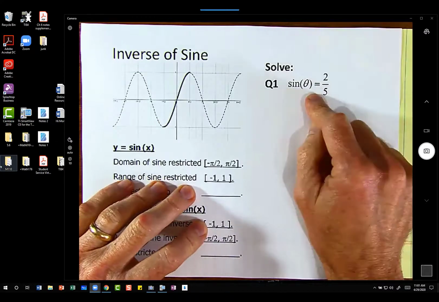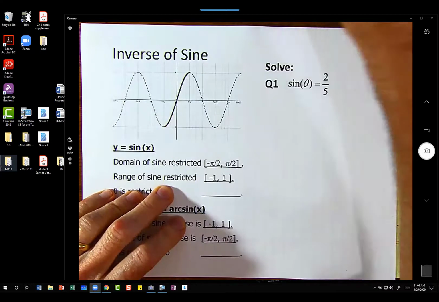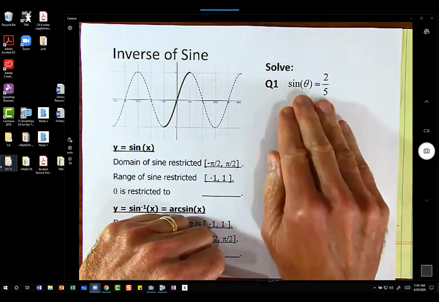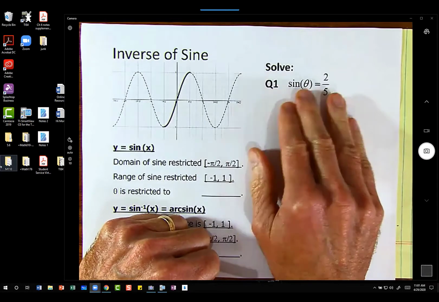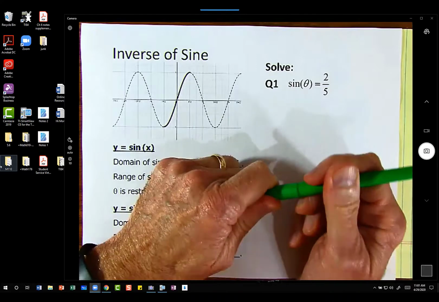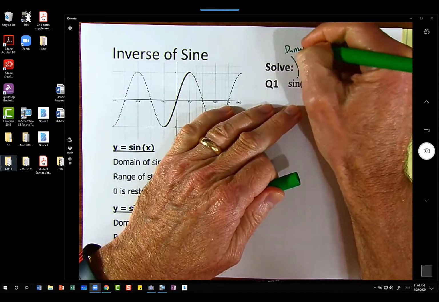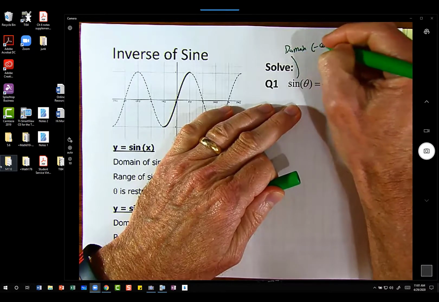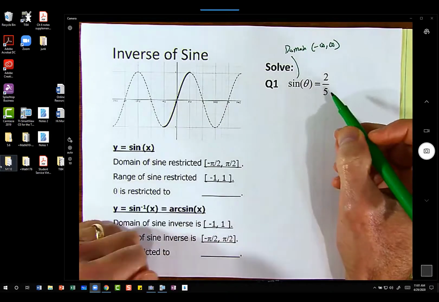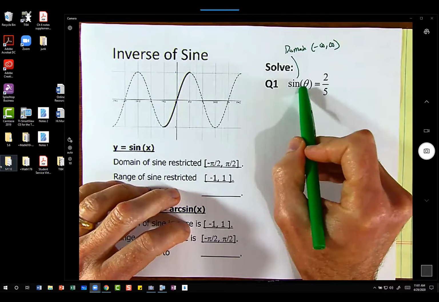Because a normal sine wave, the domain is infinity. So with this equation, if I just take this equation all by itself and don't have any context, the domain of sine is negative infinity to positive infinity. And how many answers is that going to have? Okay, sine theta equals 2/5.